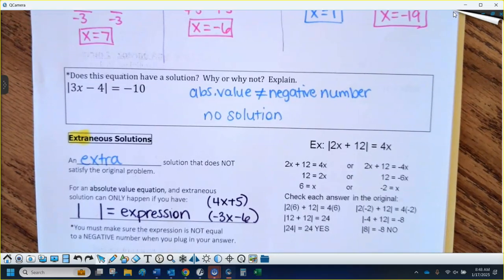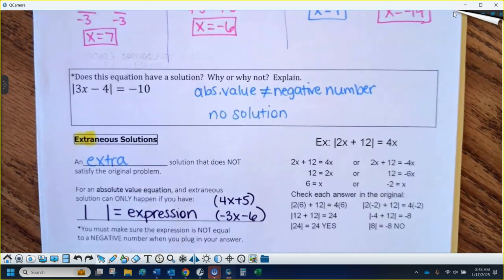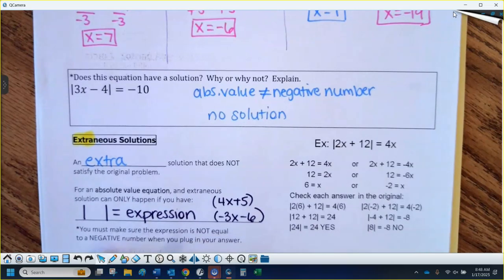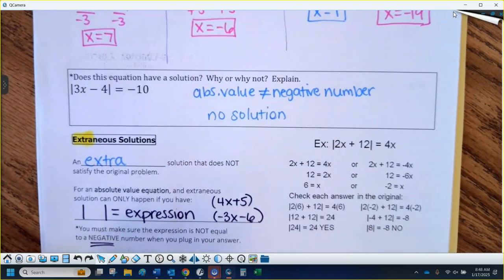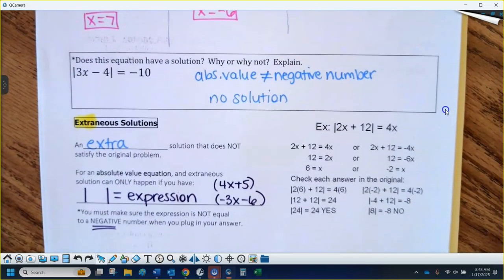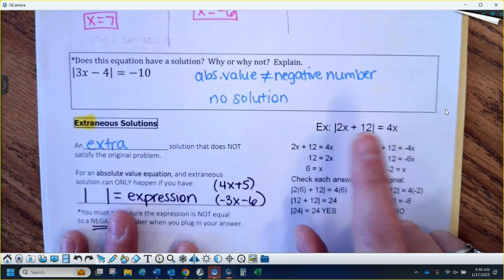Okay, now the reason this is an issue is if you're equal to an expression, you don't know what the variable represents until you get your answers to check. So you have to make sure the expression is not equal to a negative number when you plug your answers back in. So you do have to check your solutions on this. So I just have a little example to the side, right? Okay, here's your example.